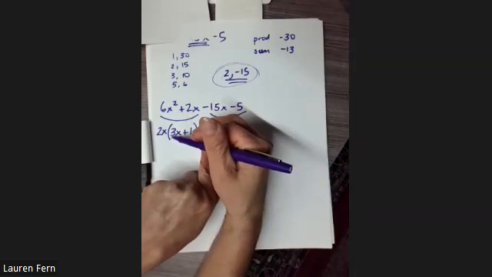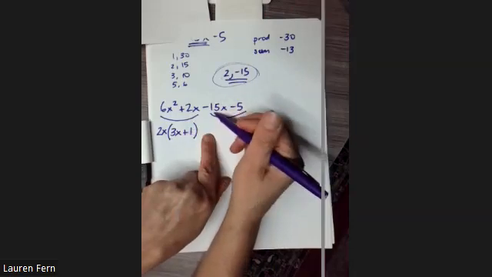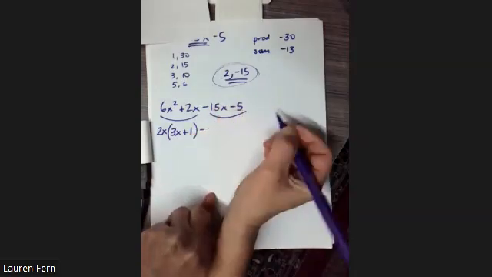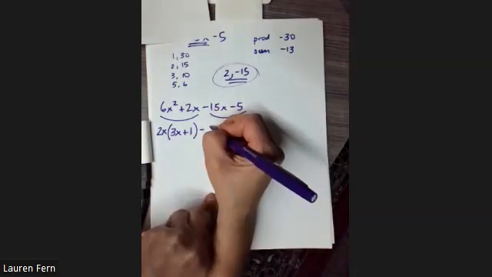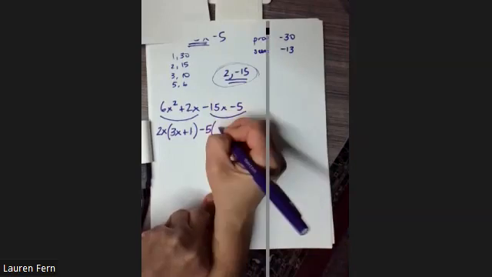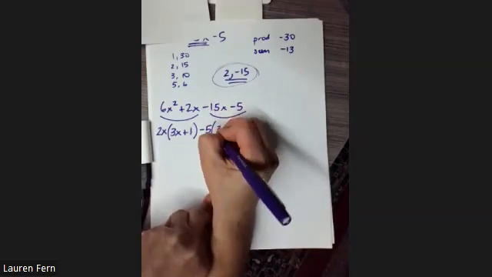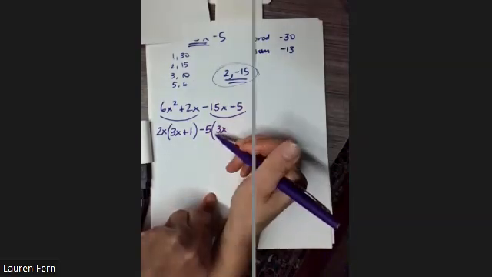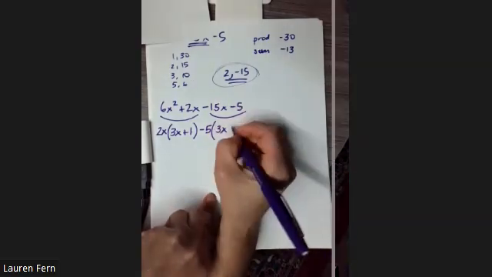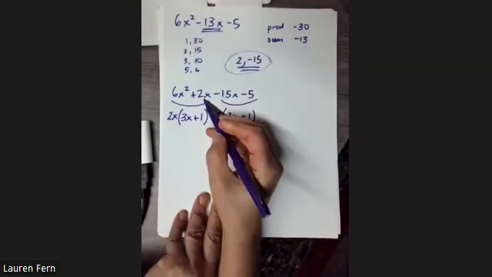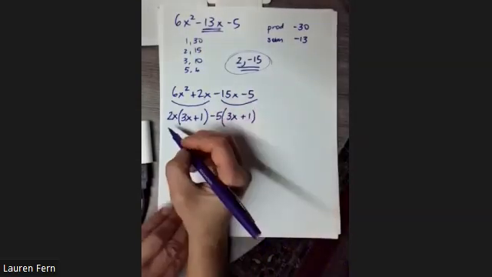Well, notice if I want to be left with a positive 3x and a positive 1, and both of these are negative, I'm going to want to pull out a negative number. And 5 goes into 15 and 5. Negative 15x over negative 5 gives me a positive 3x. And I'm left with a plus 1. So I factored each of those by grouping.